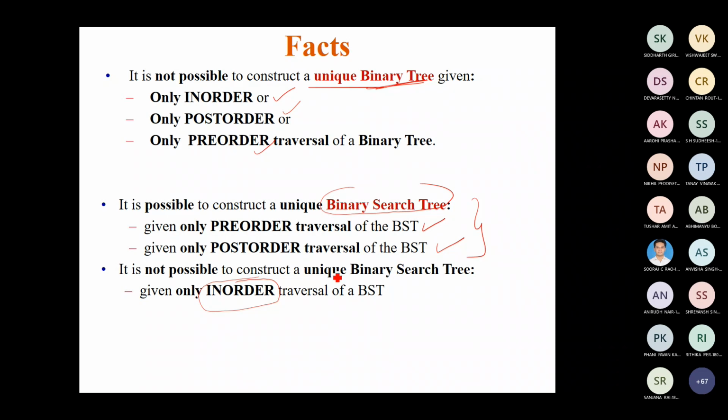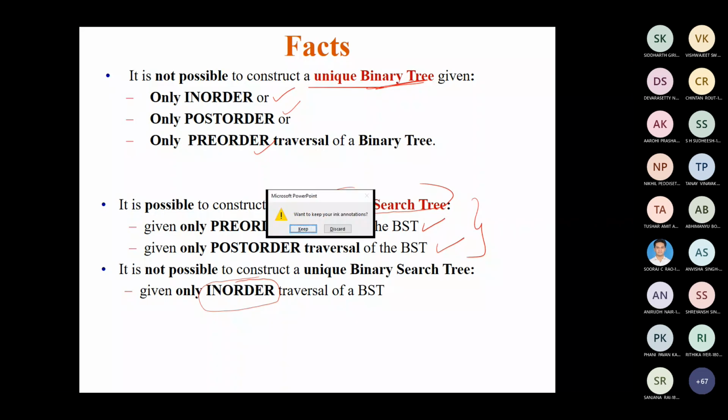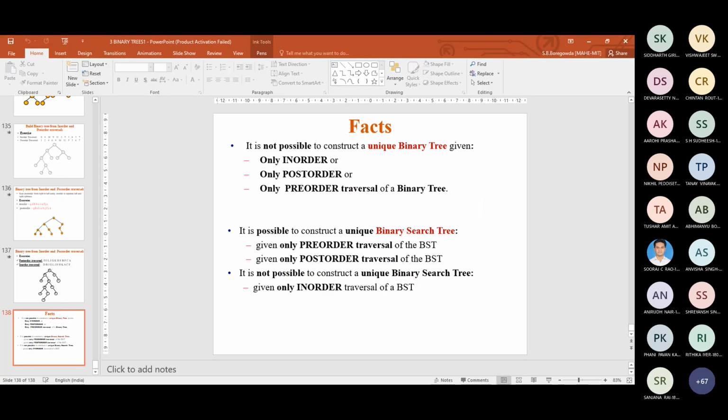Suppose for the BST we are given any one of the pre-order or post-order sequence, then it is possible to construct the binary tree. Okay, so the algorithm remains the same here also. Okay, so this is about the end of the binary trees. Okay.